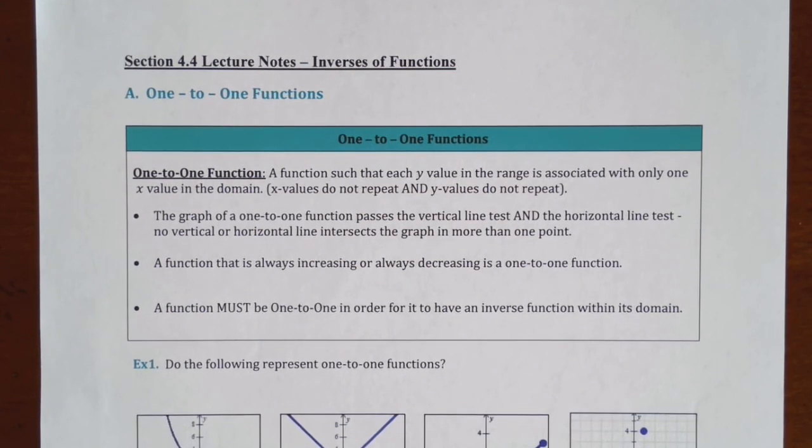Then the last two bullets are just telling you that if you have a function that's either always increasing or always decreasing, then it's automatically one-to-one. And in a minute, we're going to be finding inverse functions. You can't find an inverse of a function unless the original function is one-to-one. So those are just things about one-to-one functions that you need to know.